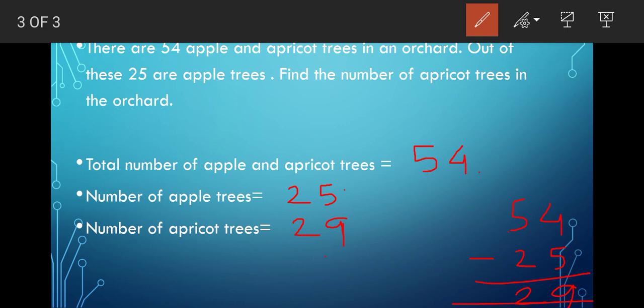If you want to make sure whether your answer is correct or not, you have to add 25 and 29, and if you get 54 as the total sum, then your answer is correct. Let us see. 9 plus 5 will be 14, so 4, and 1 carry. 2 plus 2 is 4, plus 1 carry will become 5. 54. So our answer is correct.